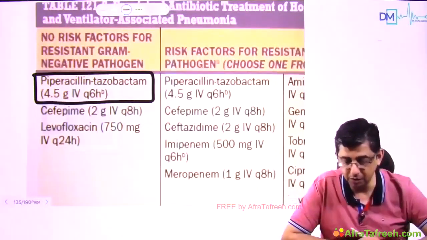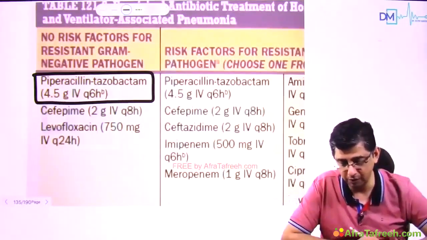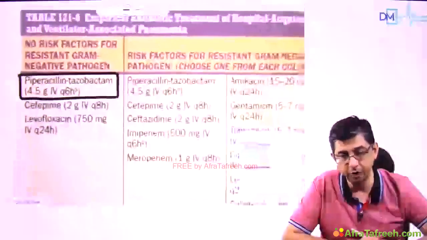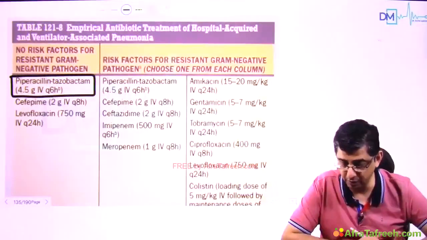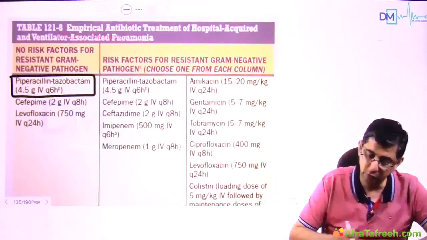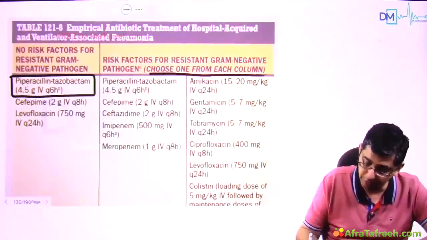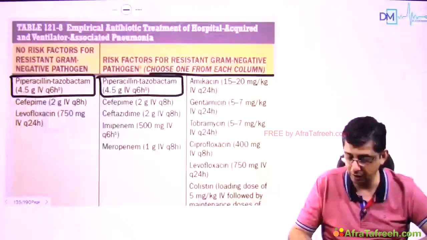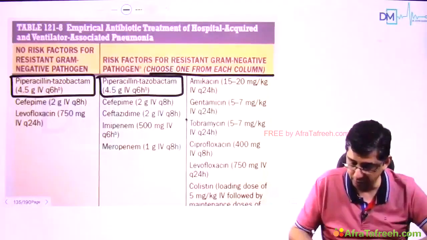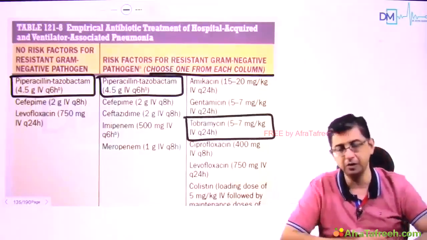And this is if he gives you no risk factors for resistant gram-negative pathogen. What I mean by risk factors for resistant gram-negative is recurrent hospitalization in a patient. In those circumstances, you will have to choose one from each of the columns. For example, you will give piperacillin-tazobactam to the patient, and you can add to that tobramycin or amikacin.